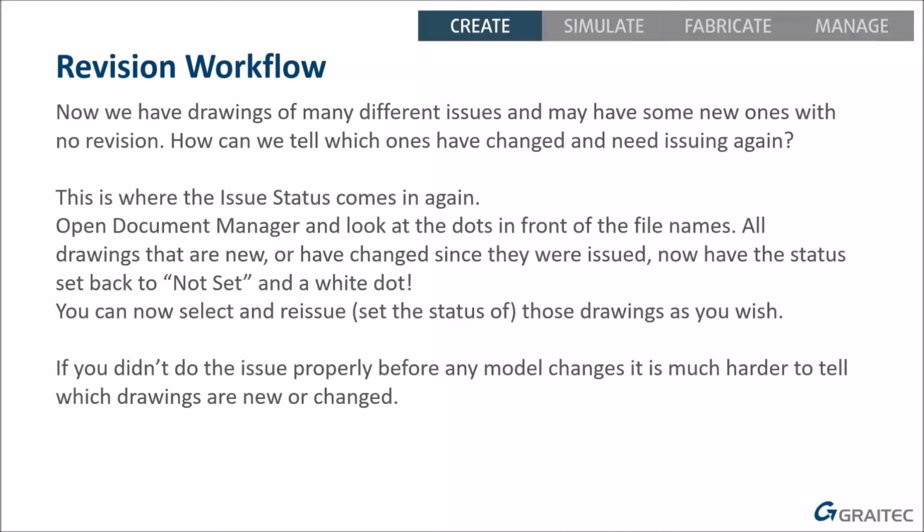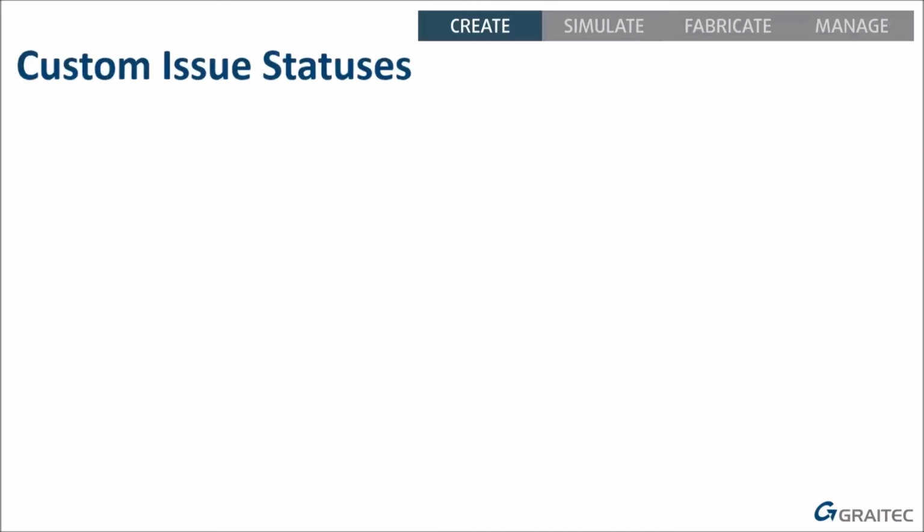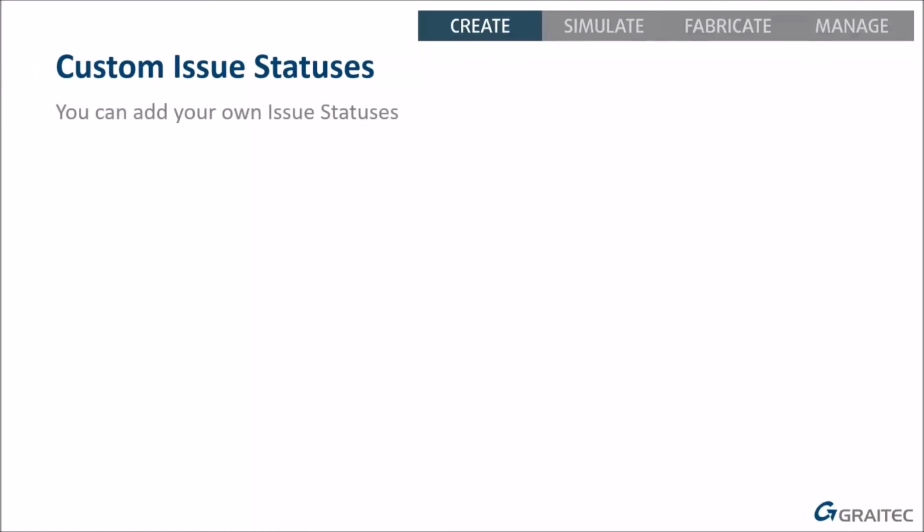But if that issue status is so easy to see, I did say you could create your own issue statuses, so let's have a look. You're not stuck with the handful they give you out of the system. This is found in Management Tools. So you go into Management Tools and then the Object Property Editor.